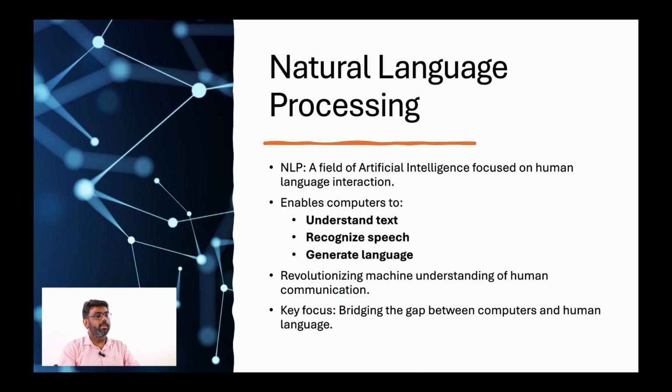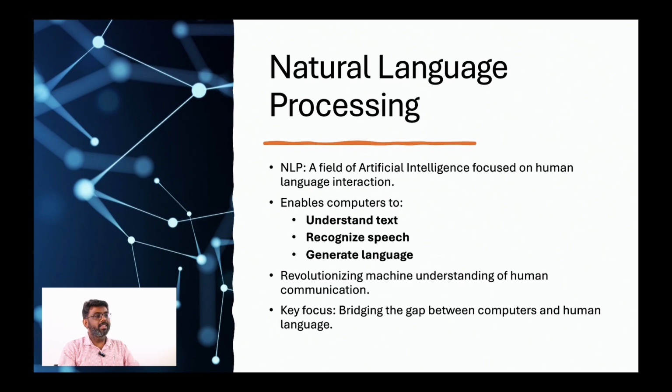Good morning all. Today we are going to discuss the introduction to natural language processing. Today we are diving into the fascinating world of natural language processing, or NLP. NLP is a field of artificial intelligence that allows computers to interact with human language, whether it's understanding text, speech recognition, or generating language. NLP is revolutionizing how machines understand and process human communication.